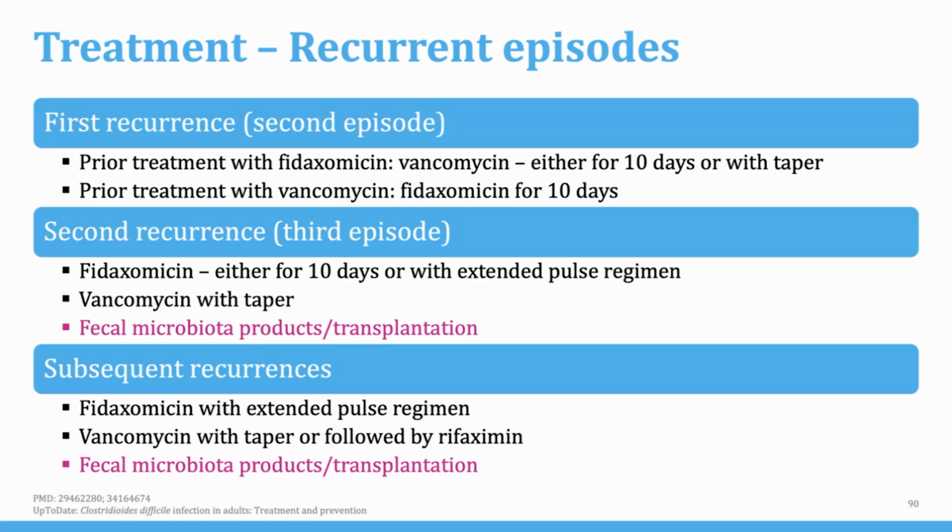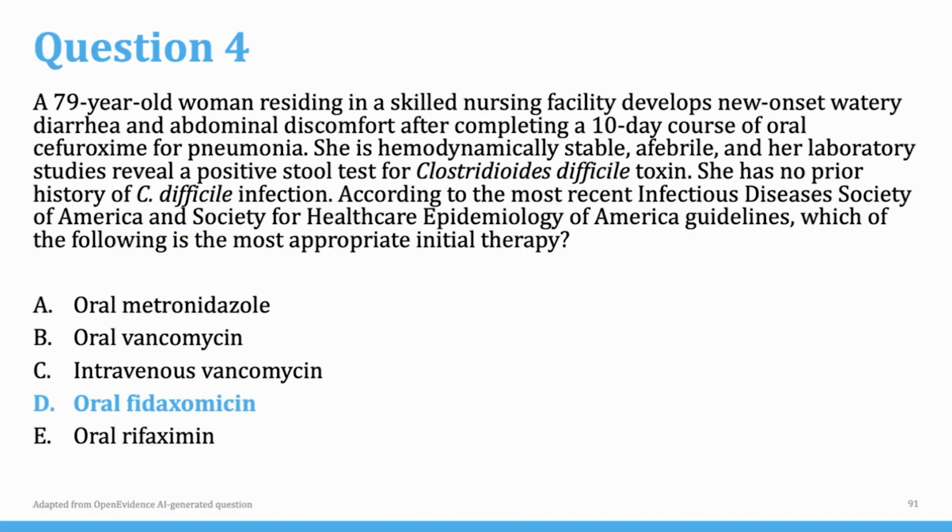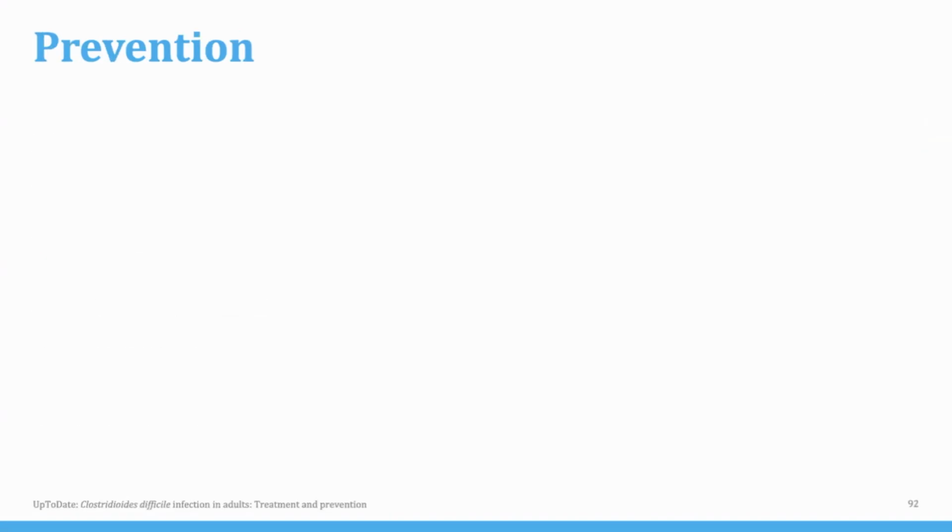Some of you who may be familiar with the guidelines may be noticing the omission of bezlotoxumab, which is a monoclonal antibody against C. diff. Unfortunately, it's no longer produced in the United States, so it's really no longer part of our framework for treatment. So to go back to this question, the most appropriate initial therapy now per the guidelines is oral fidaxomicin rather than vancomycin. I'll finish off with a brief mention about prevention.